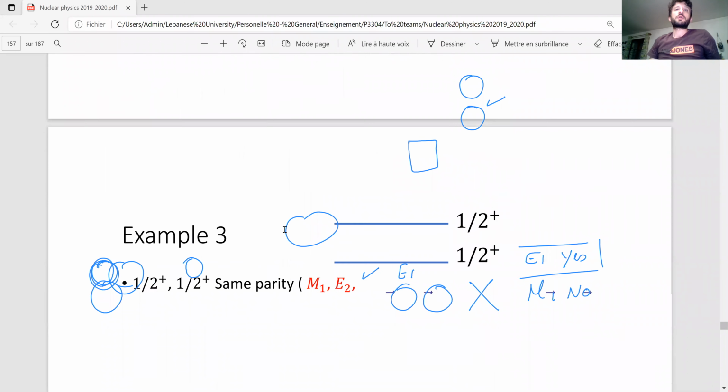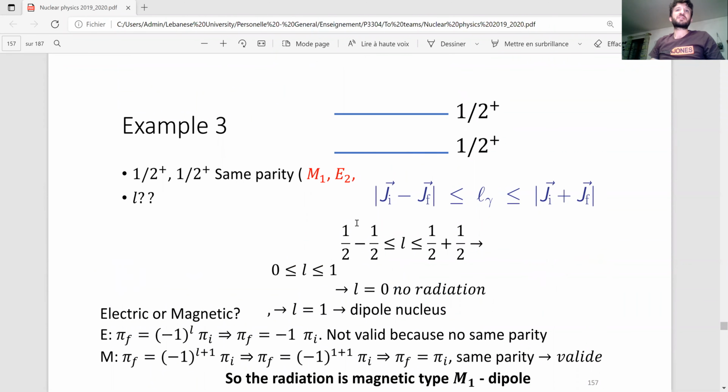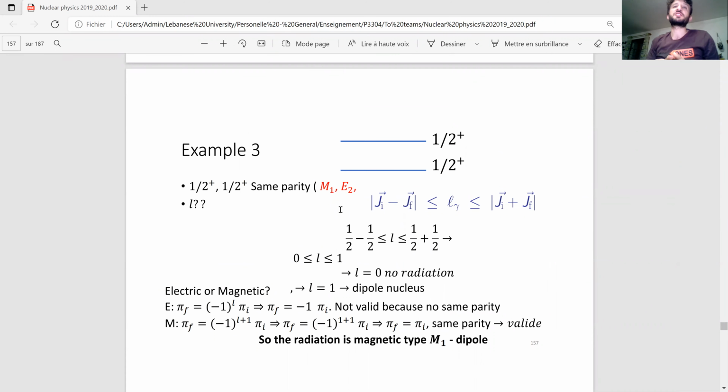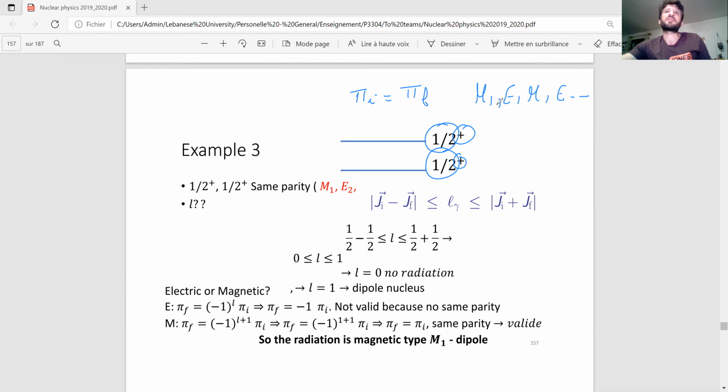Okay, we go to the third example. Here I give you an example of J initial and J final equal to 1/2 and 1/2. So we have the same parity, the condition pi initial equals plus pi final, with initial spin equal to 1/2 and final spin equal to 1/2. As we have the same parity, you can say directly we start with M: we have M1, E2, M3, E4, like this.